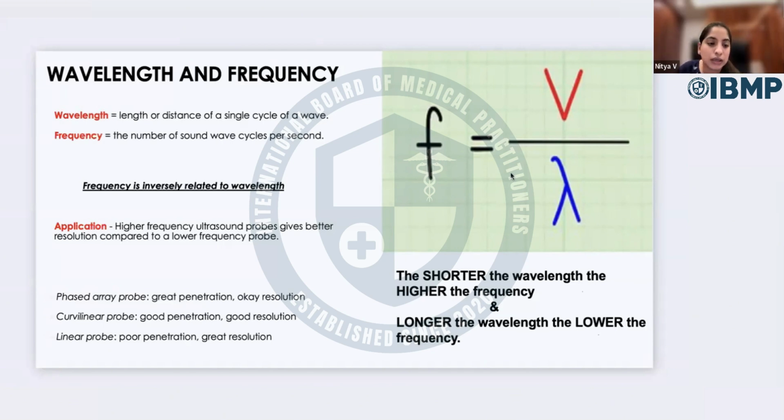Okay, so then coming to the phased array probe, it has great penetration, but the resolution is not that much. The greatest resolution is in the linear probe, but the penetration will be poor. So we need to decide, before we start the scan, which probe will be best for this ultrasound.